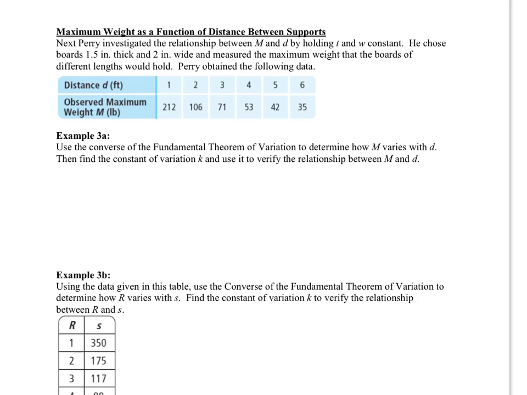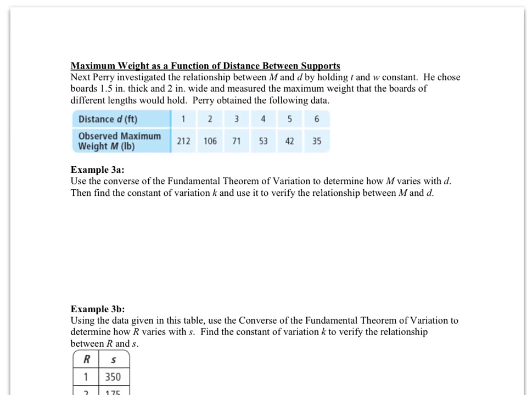Okay, now we're going to finish up this problem: the maximum weight as a function of distance between supports. Now we're going to hold the thickness and the width constant, and we're going to vary that distance, d. Perry chose boards that are 1.5 inches thick and 2 inches wide, and measured the maximum weight that boards of different lengths would hold. Perry obtained the following data.